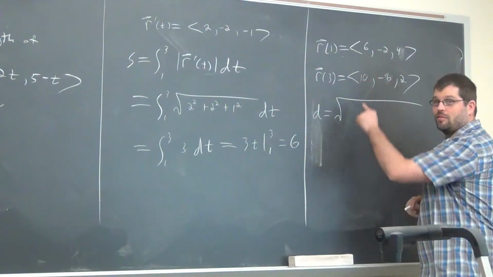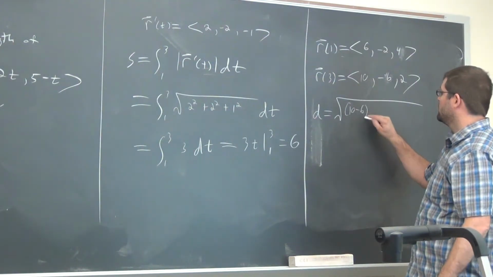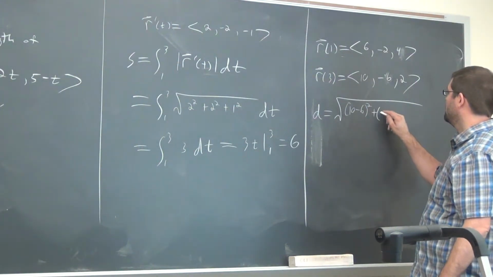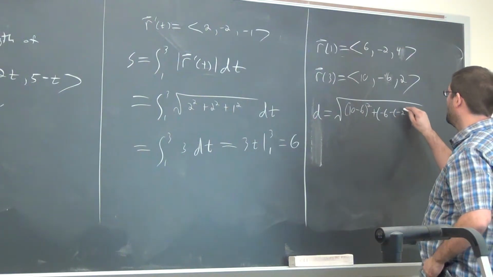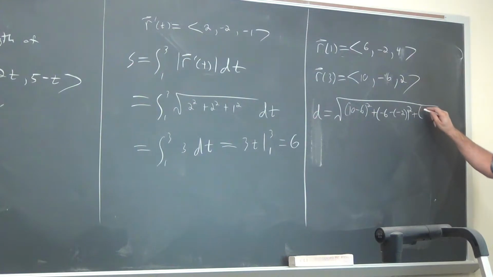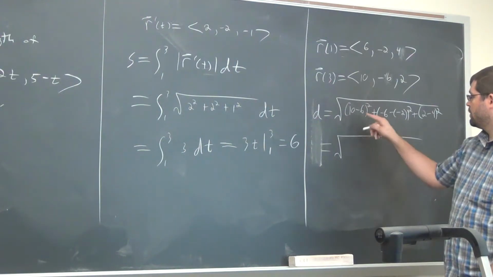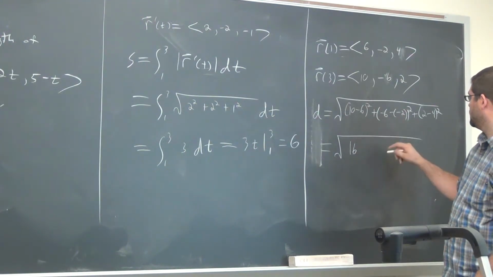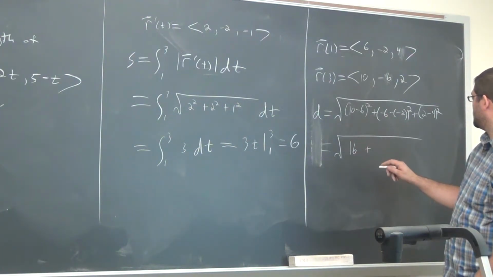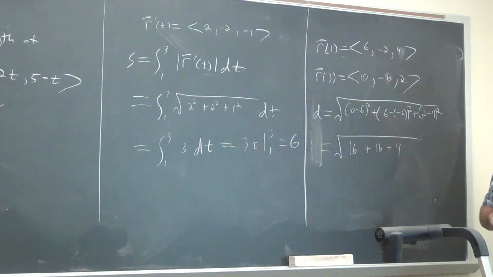The square root of 10 minus 6 squared plus negative 6 minus negative 2 squared, and then 2 minus 4 squared, and let's hope we got the right thing here. So we get what? 16, 16, and 4, and so that works out. The square root of 36.